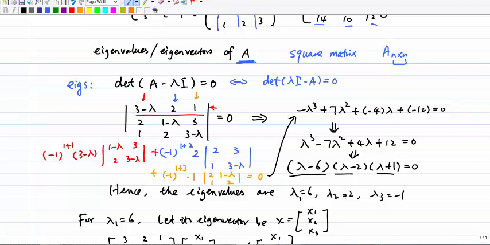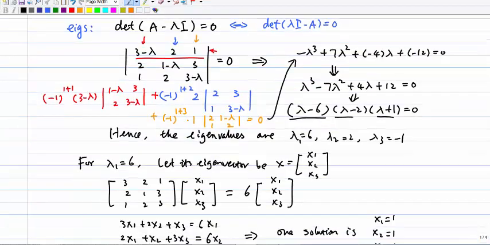Alright, now let's move to the eigenvectors. For each eigenvalue, we can find an eigenvector. Let's start with the first eigenvalue, which is 6. For lambda 1 being 6, let's assume its eigenvector is given by x1, x2, x3. So we must have a 3-dimensional vector, okay? According to the definition of an eigenvector, Ax equals lambda x. Of course here it's lambda 1, so I do Ax equal to lambda 1 x.